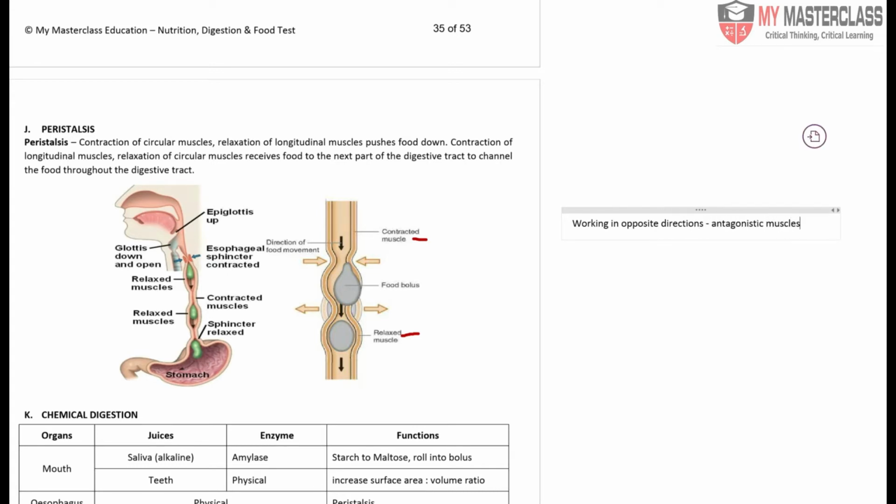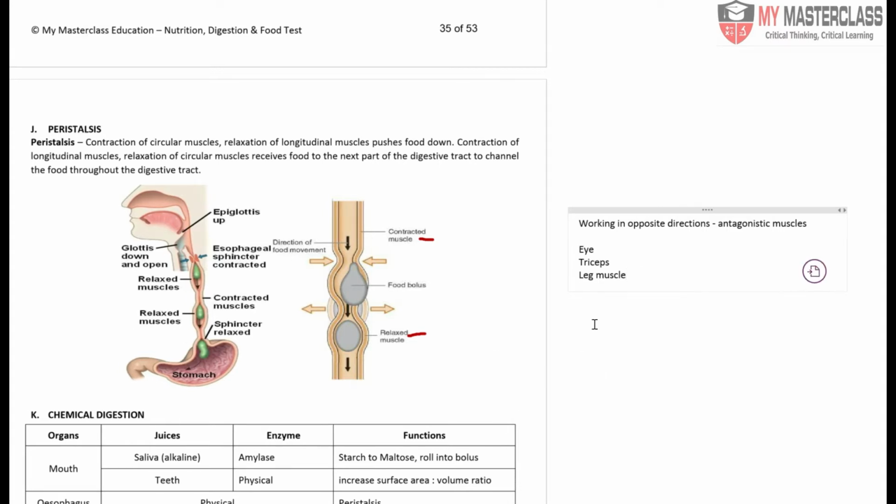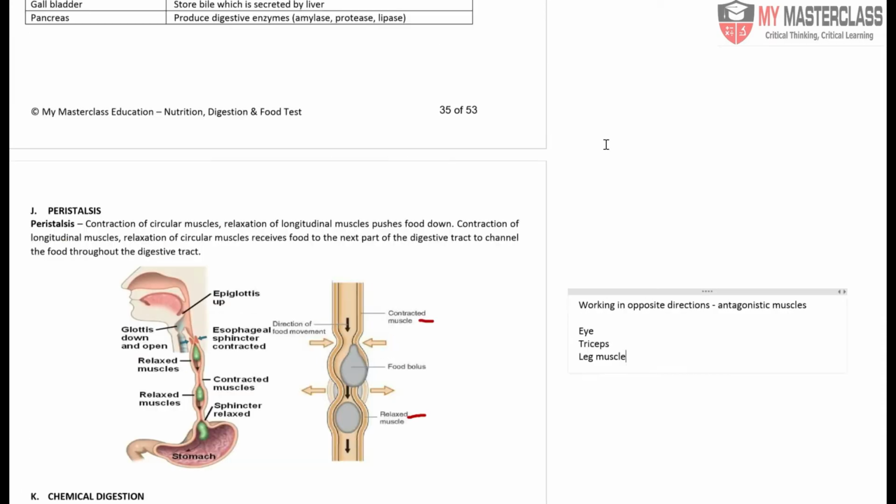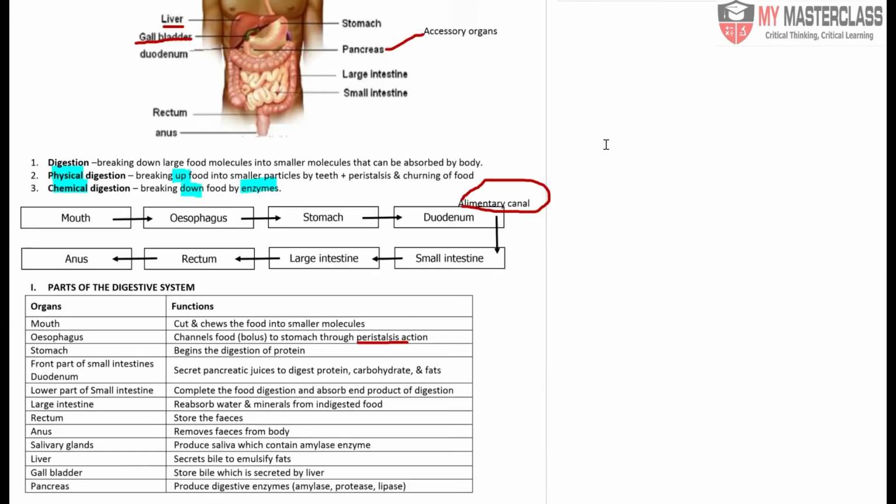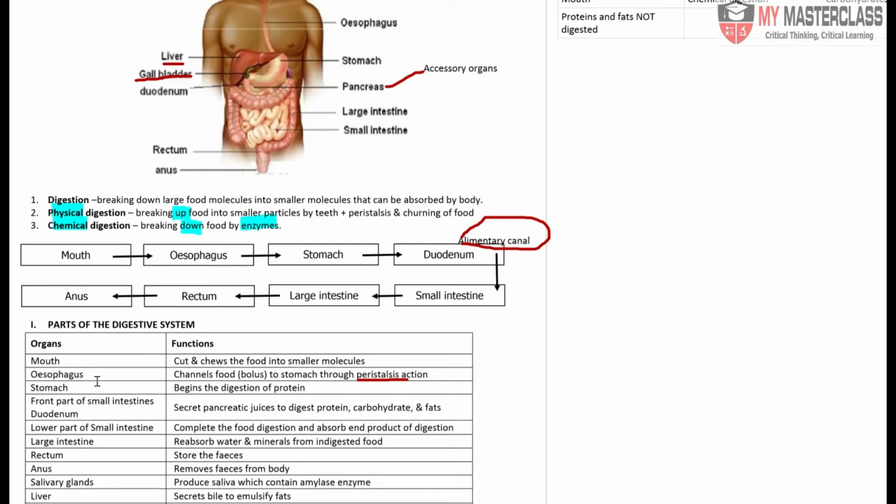Antagonistic muscles, we have got other examples such as the eye. We also have the tricep, like for example when you are trying to lift things, and your leg muscles as well when you are sitting down and you raise your leg up. The upper part of the muscles will contract, whereas the lower part of the muscles will relax. So they work in opposite directions to produce an effect. Alright, so coming back to here, we have got the esophagus done.